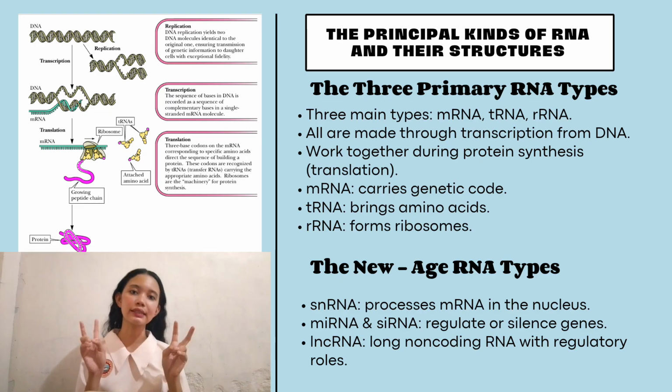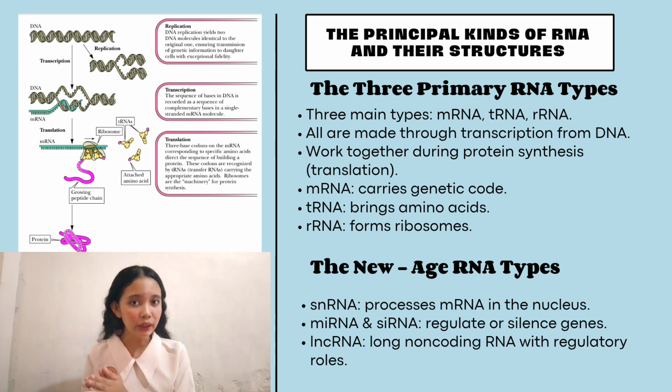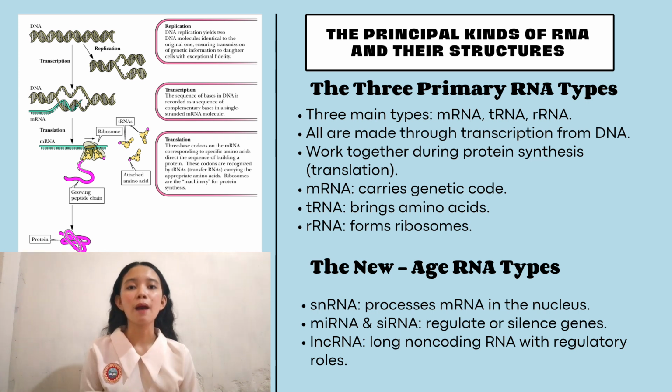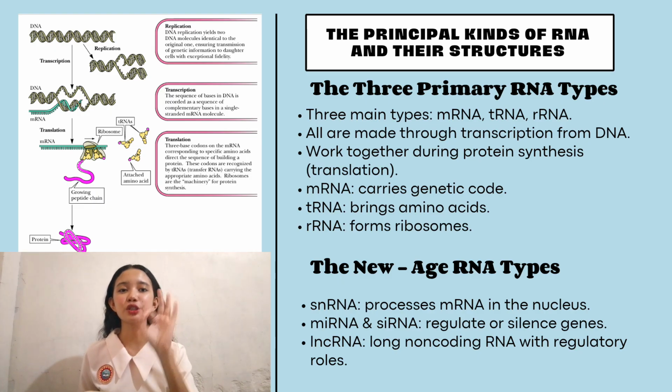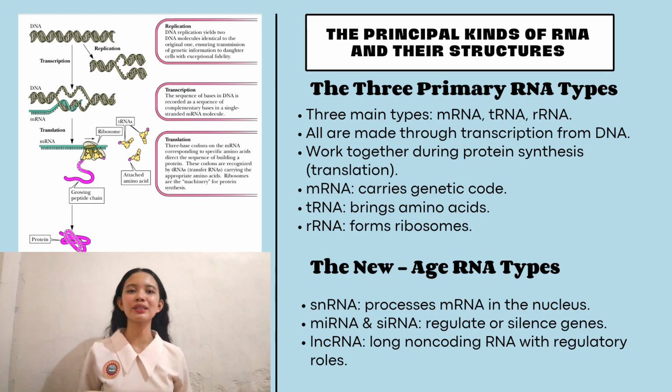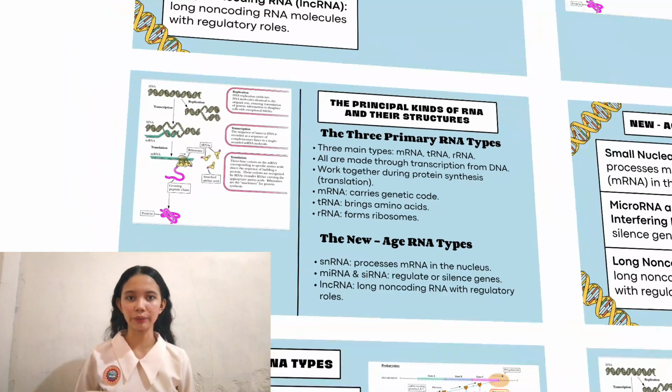So, to summarize all of that, messenger RNA carries the message. Ribosomal RNA builds the site, and the transfer RNA brings the materials. These 3 types of RNA ensure that proteins are made accurately based on the genetic instructions stored in our DNA.